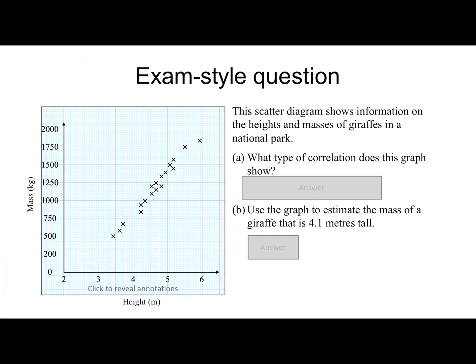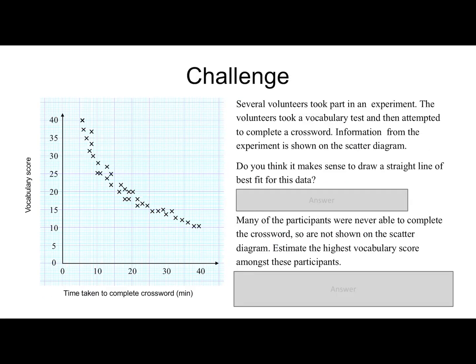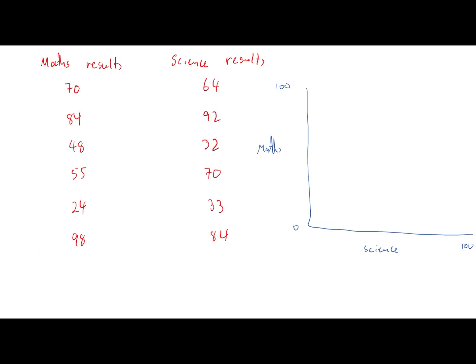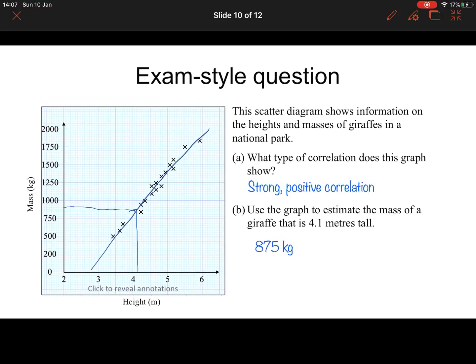Right, a little exam style question here. This scatter diagram shows information on the heights and masses of giraffes in a national park. What type of correlation? That should be easy. Use the graph to estimate the mass of a giraffe that is 4.1 meters tall. You'd put in your line of best fit, go to 4.1 and read off what you think the answer is going to be. Okay, let's leave that.